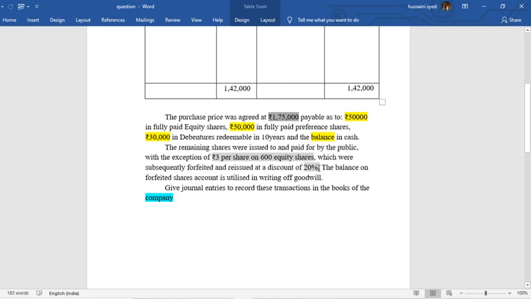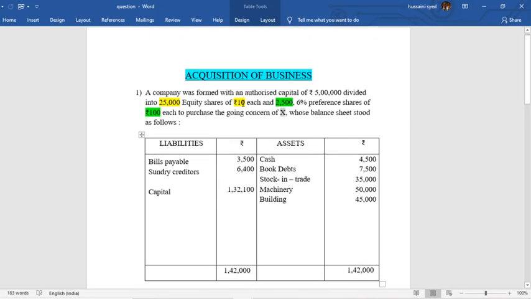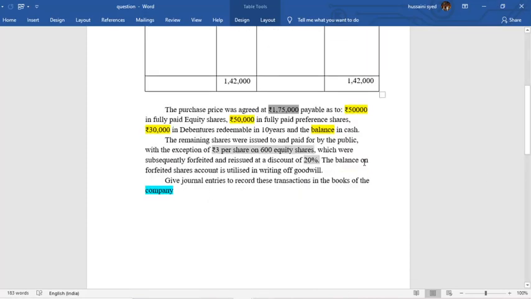Discount of 20%. So when they give it to you in the form of a percentage, you have to calculate it on the face value. Which shares are being forfeited? Equity shares. So you have to calculate on the face value of the equity shares. What is the face value of each equity share? 10. So 10 into 20%, you will get rupees 2. The balance on forfeited shares account is utilized in writing off goodwill. If any balance is left in the shares forfeited account, it has to be utilized in writing off goodwill.